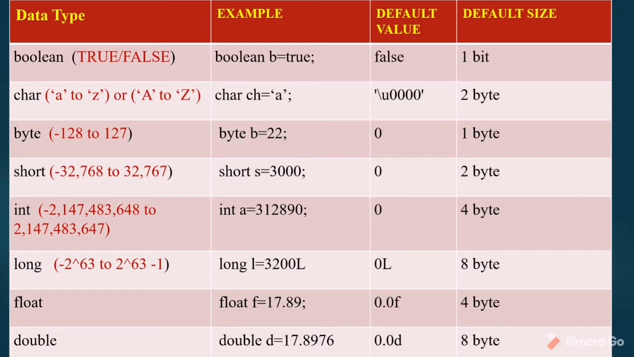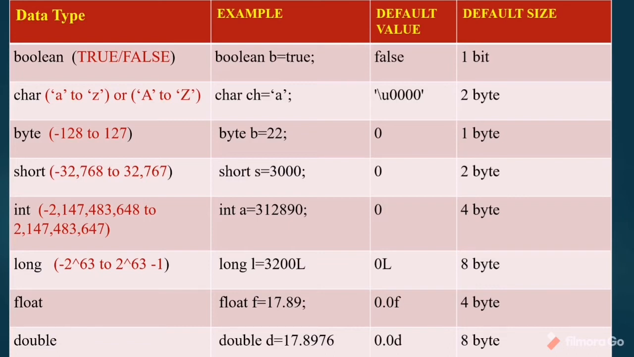First data type, Boolean. It will always be true or false values. Example for Boolean is boolean b equal to true. Here Boolean is the data type, b is the variable and true is the value. So we are assigning this true value to this variable called b. Default value for Boolean is false. Default size is 1 bit.